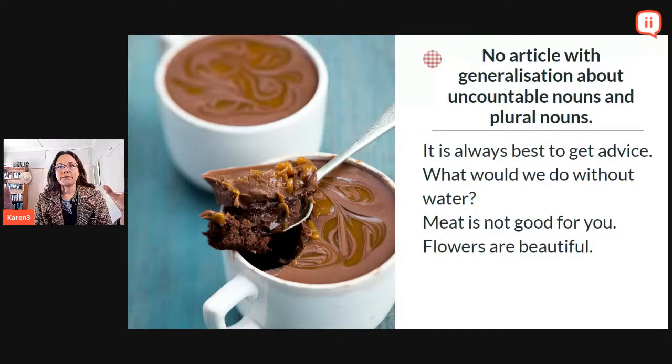So what we mentioned about flowers, and those sorts of things, we use the sometimes, but we use no article when it's uncountable, when it's plural, and it's a generalization. Okay.